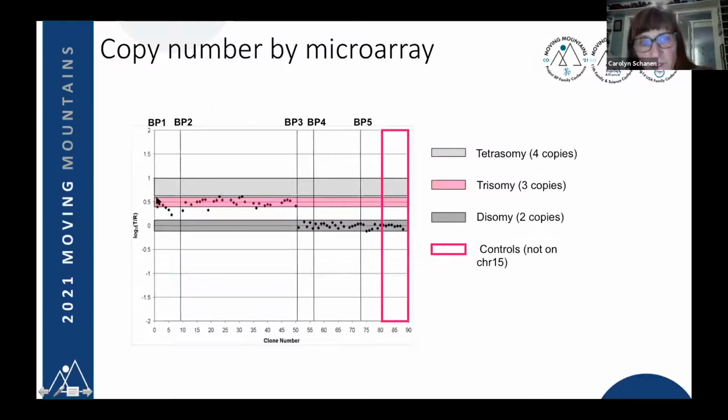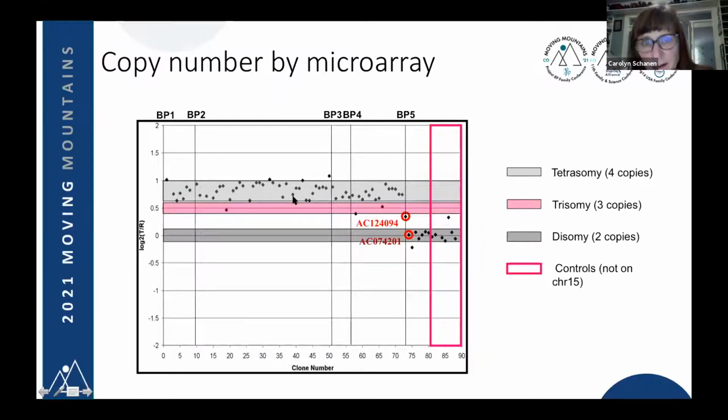And in this case, we saw essentially a signal that was consistent with it being 3 copies across the board up until we got to the position of breakpoint 3, and then it dropped back down. And this turns out to be one of our interstitials who had a breakpoint 1 to 3 duplication. And in this case, we saw the signals running in the 4 copy range until we got to breakpoint 5, where we saw it drop back down to normal. So this looked like a breakpoint 5 duplication.